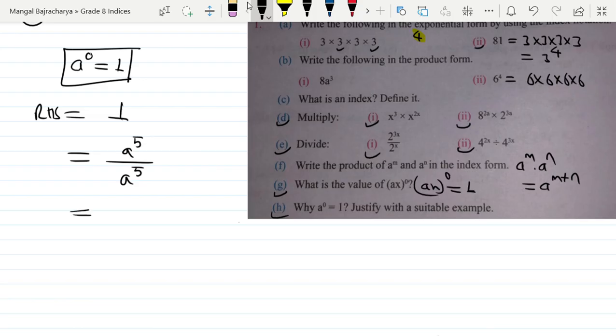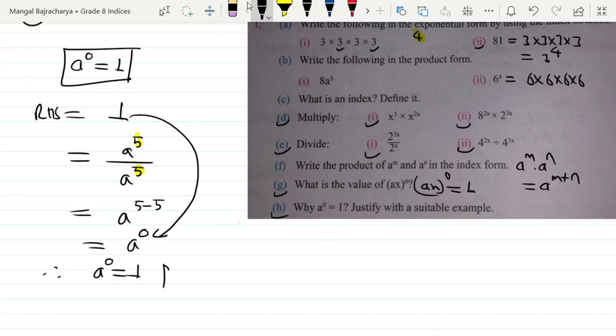And now, applying the laws of indices, here the power 5 is in both numerator and denominator, so the powers must get subtracted, is it? And then 5 minus 5, that is 0. So this way we get 1 equal to a power 0, is it? So therefore a power 0 equal to 1 is proved.